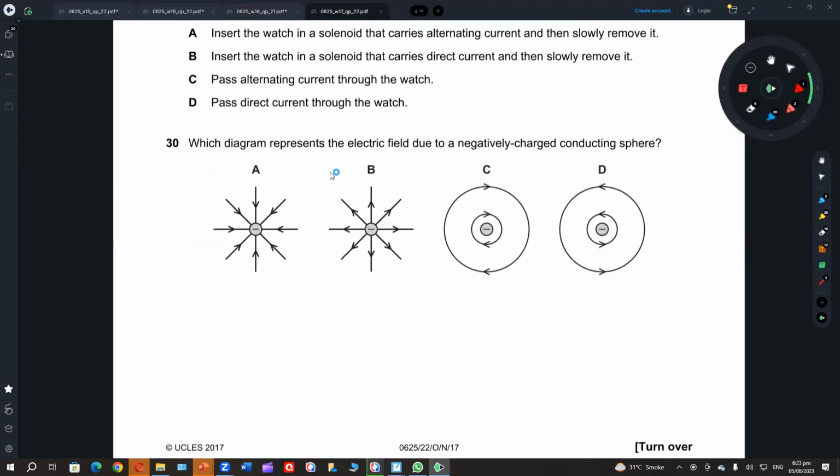Here is the question. Which diagram represents the electric field due to a negatively charged conducting sphere? Do you remember the arrows? Arrows point away from plus and towards the minus. This is the diagram convention. So this question looks easy because you have to select the diagram. C or D doesn't suit here because they are moving charge. This is about current.